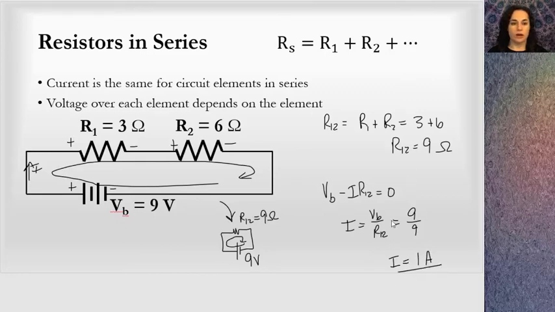And so that's how I would find the current from the battery, is to use an equivalent resistance for the rest of the circuit to find the current from that battery. Once you find the current from that battery, you can relate it to the other currents in the circuit, and in this circuit, it just happens to be the only current in the circuit. I could find V1 and V2. V1 equals I R1, which equals 1 times 3. So the voltage drop over R1 is 3 volts.